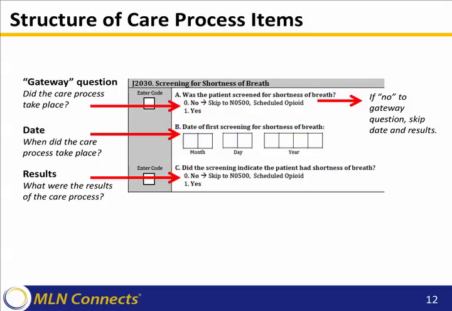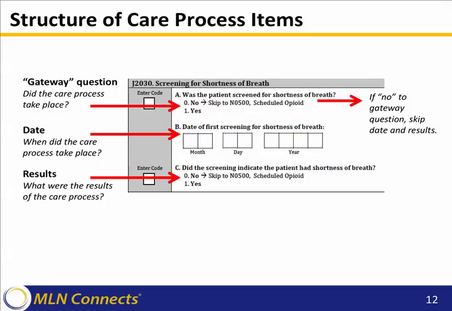Let's look at an example of a care process item to learn more about their structure and the information captured by these items. This slide shows item J2030, which is the screening for shortness of breath item. This item is divided into 3 parts, A, B, and C. Part A is the gateway component. The gateway question is always a yes or no question and tells whether or not a care process took place.